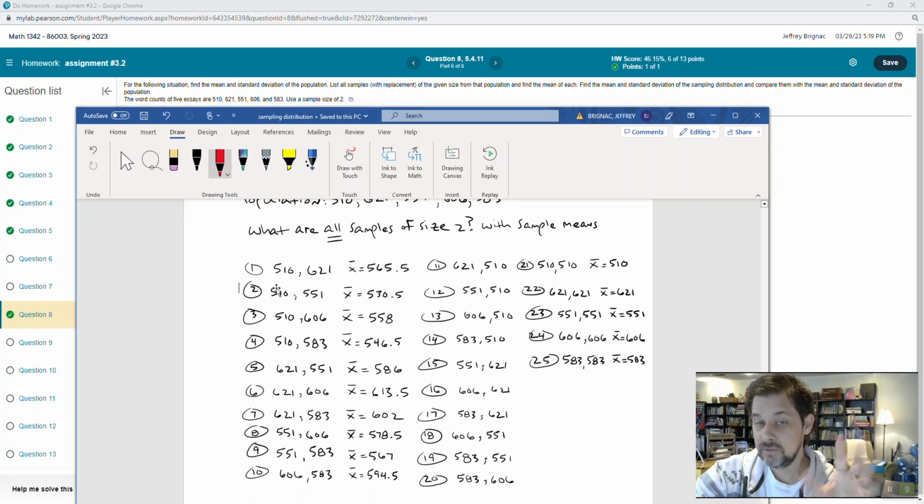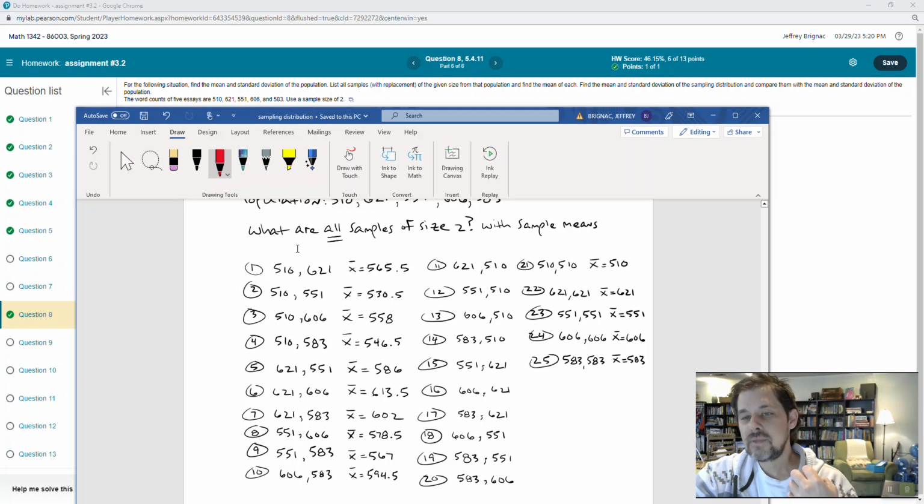Now you also see that for the sample of size 2, 510 and 621, the sample mean is 565.5. How did I get that? How do you find the mean or average of two numbers? You add them together and divide by 2, and if you do that you'll get 565.5. Like I said, no shortcuts, I just used my handheld calculator. For this one, 510 and 551, how did I get the sample mean? I added these numbers together and divided by 2. That's what these x bars are: the mean of every sample.